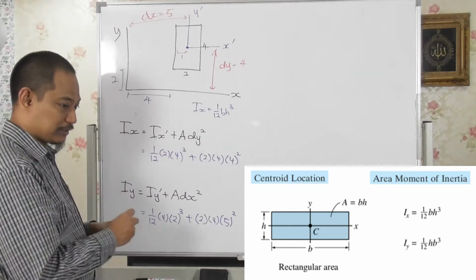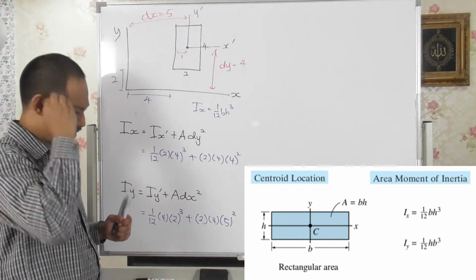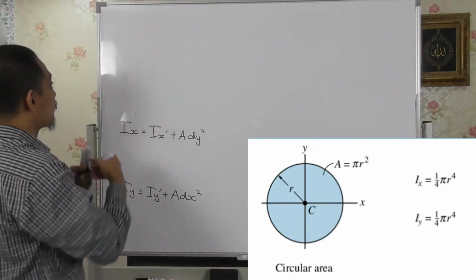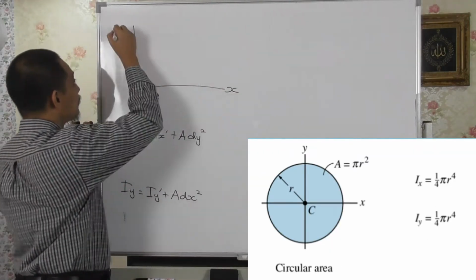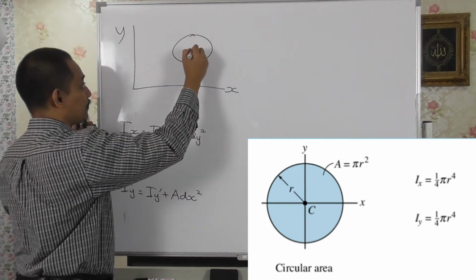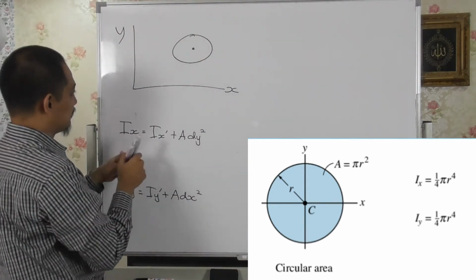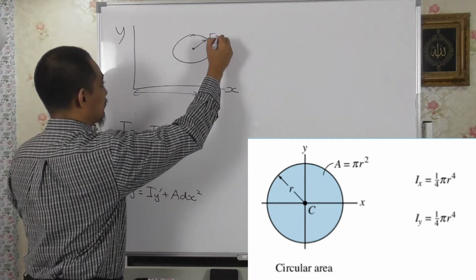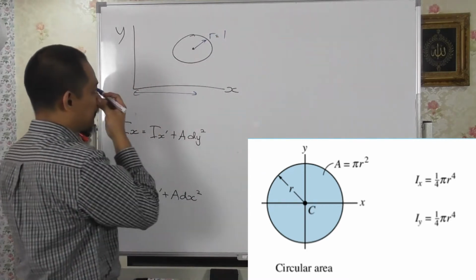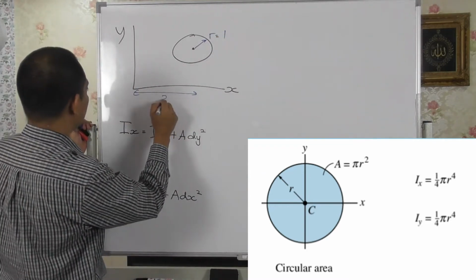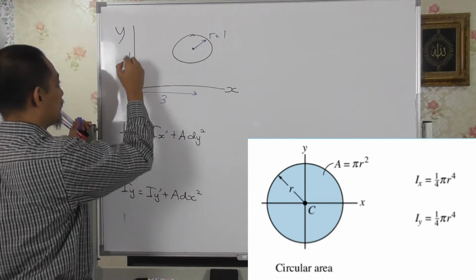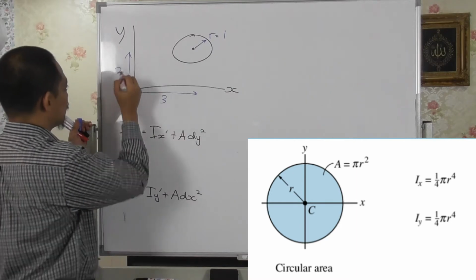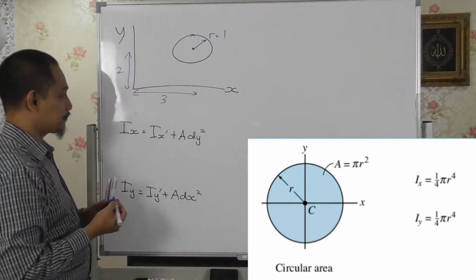Alright, so let's try to see circular area. Circular area is straightforward as well, but okay, let's see. Now, if you have x, y, let's say the circle is here, and normally the distance is given to the center, right? So, for example, let's say the radius is 1, and then let's say this is 3. This height is, let's say, 2, for example.